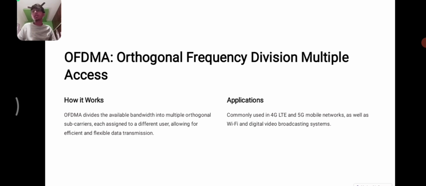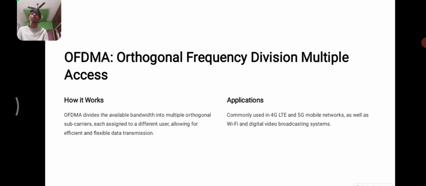And let us move on to orthogonal frequency division multiple access. OFDMA works by dividing the available bandwidth into multiple orthogonal subcarriers, each assigned to a different user, allowing for efficient and flexible data transmission. Then what are the applications of OFDMA? It is commonly used in 4G LTE and 5G mobile networks, as well as Wi-Fi and digital video broadcasting systems.